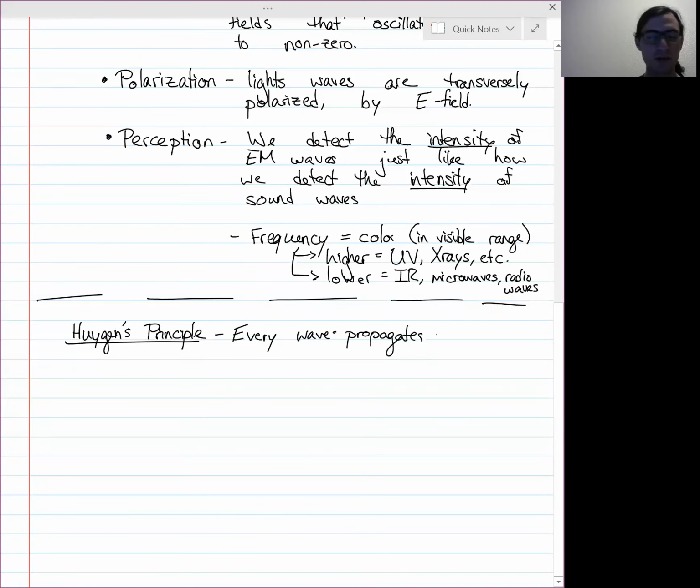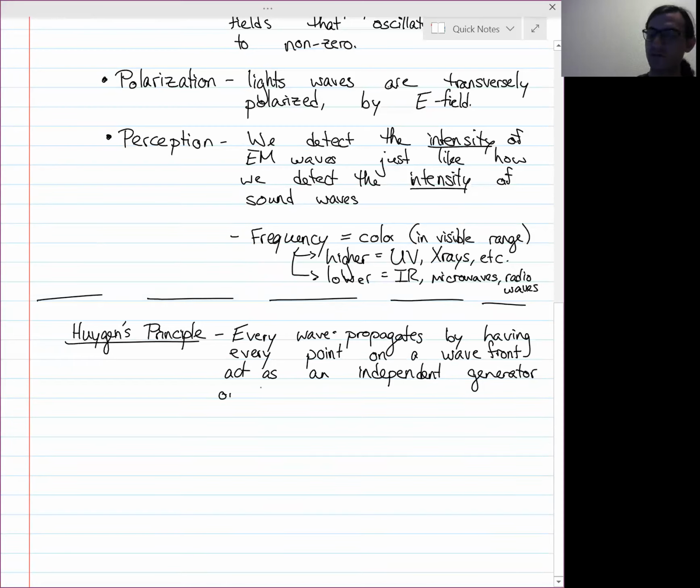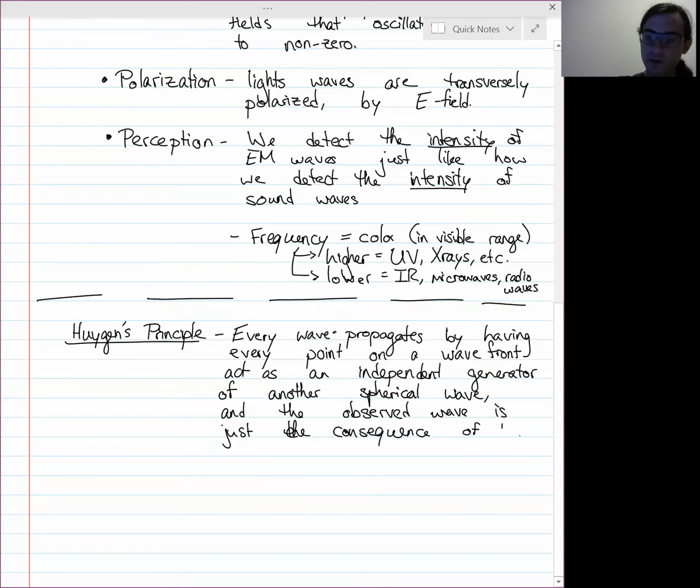Every wave propagates by having every point on a wave front, and I'll draw a picture of this in a minute, but I just want to get this language out, every point on a wave front act as an independent generator of another spherical wave. By the way, this principle is a mathematical fact. It's just a way of describing a wave mathematically. So every point on a wave front acts as an independent generator of another spherical wave, and the observed wave is just the consequence of the interference of all of those waves.